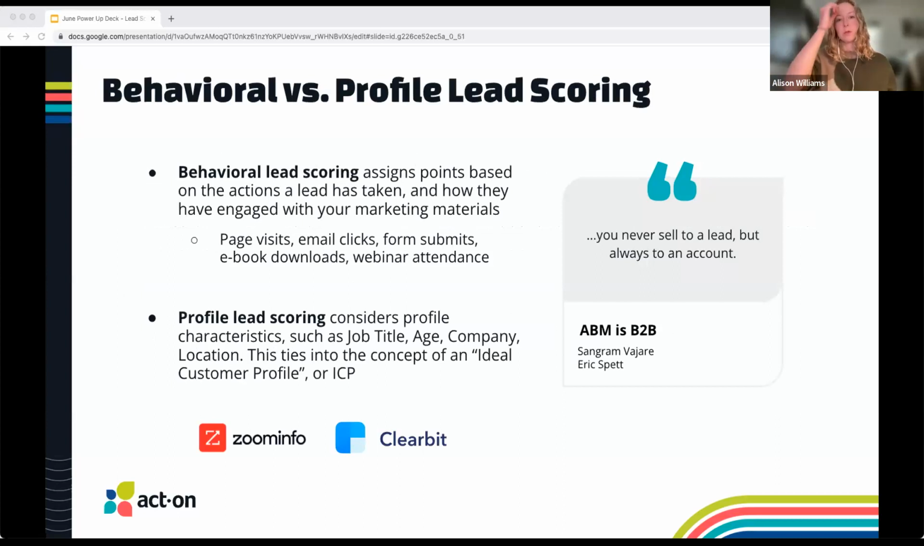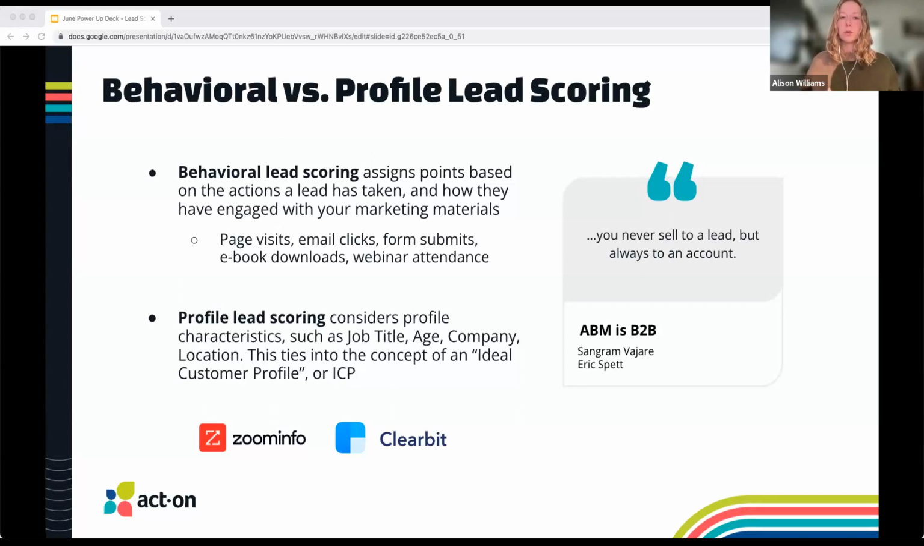But the other type of lead scoring is profile lead scoring. So this considers other factors and characteristics such as job title, age, company, location, among others. Now, where does profile data like this come from? You could ask for it on a form, or there are companies out there like ZoomInfo or Clearbit, among others, that provide this type of data.